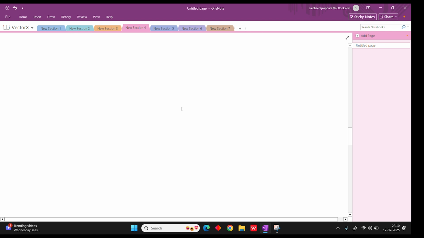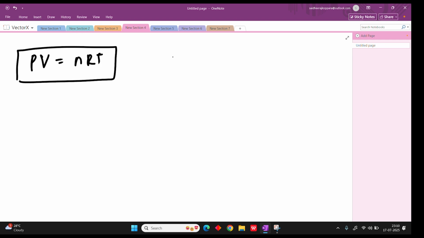Next, coming to the van der Waals equation. See, the equation which we wrote, PV equals nRT. Before coming to the van der Waals equation, this equation is for ideal gas, and every ideal gas satisfies this equation. This is what actually happens.